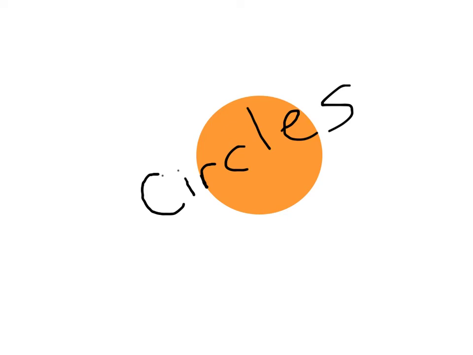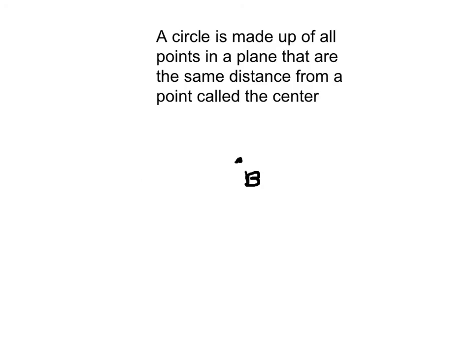Let's learn about circles. A circle is defined as all the points in a plane that are the same distance from a point called the center. So if the center of the circle is B, then we have all of those points that are the same distance from this center to make up a circle.